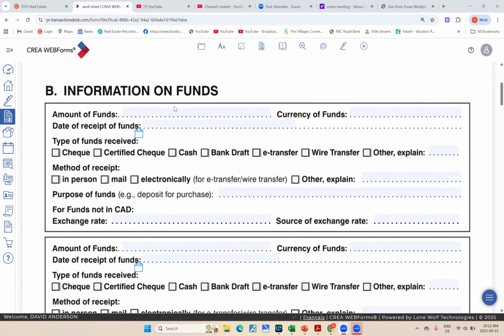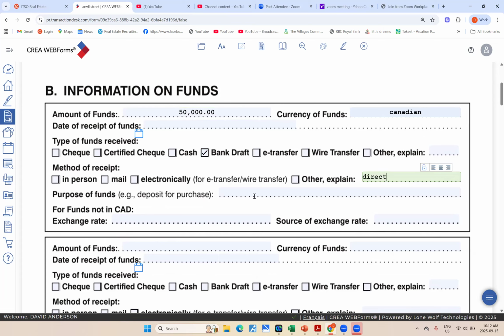So basically, you're going to look at the amount of the funds here. Let's say it's $50,000. And let's say it's Canadian funds. The date you got the check, so that's just whenever you receive it. Then you have to say, is it a check, a certified check, cash, bank draft, e-transfer, wire transfer, or other? So more often than not, we're going to be getting a bank draft. And are you getting it in person, mail, electronically, or other? So you can say direct deposit.